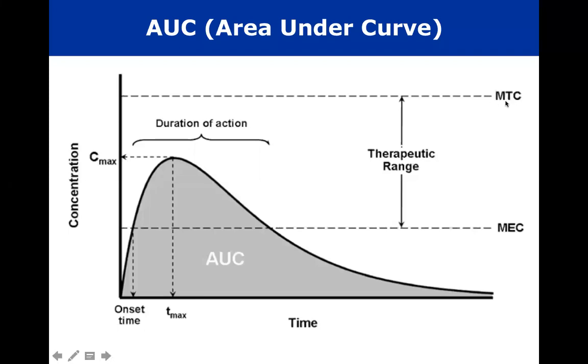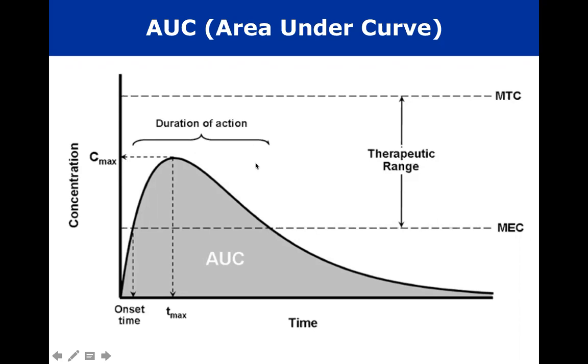Here the minimum toxic concentration is not reached, to avoid the toxic effect. And between the minimum effective concentration and the minimum toxic concentration is the allowed therapeutic range of the dose and concentration. And this is the Cmax, the peak concentration, and this is the Tmax, and this is the onset, and this is the duration.